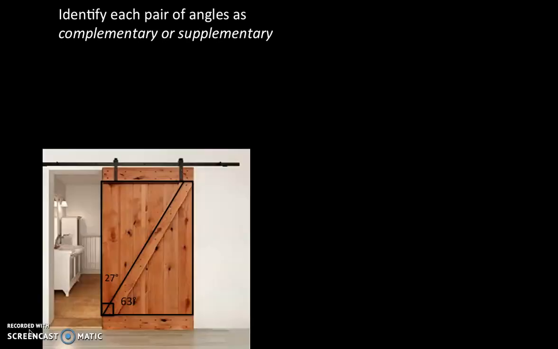Let's try some more examples. Here we have a barn door that's hung inside of a house, and you can see that this makes a 90-degree angle because we have the symbol for that at the bottom left corner. Then I have a 27-degree angle and a 63-degree angle. When I add those together, I get 90 degrees. That means that these two angles are complementary.